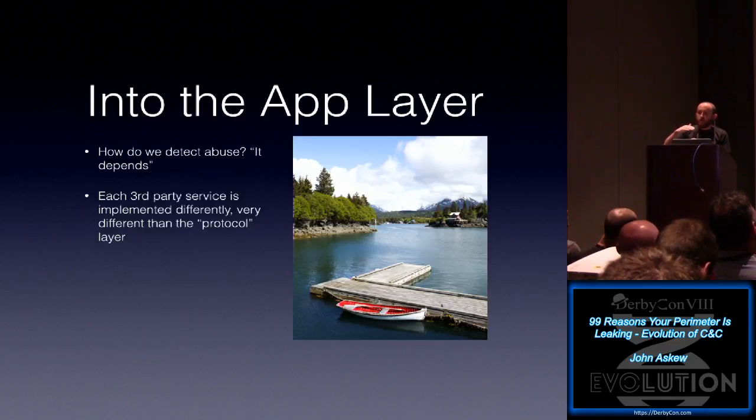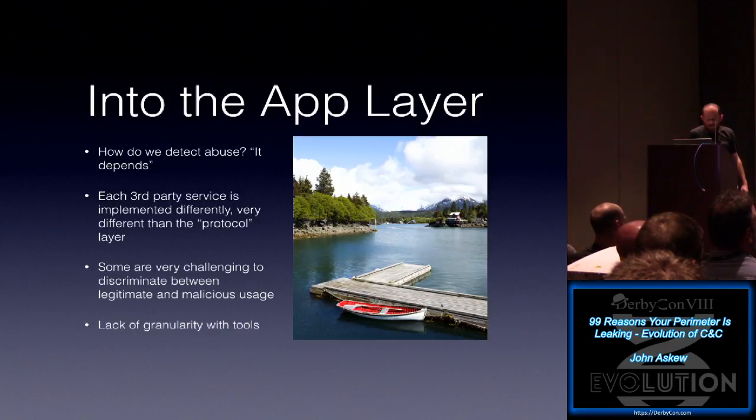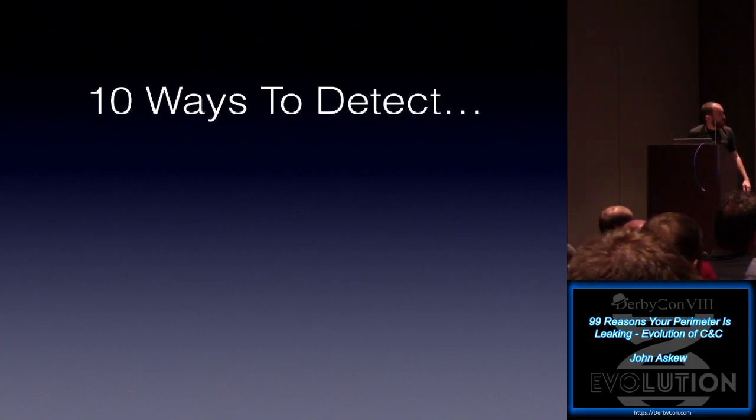And we're talking now about something above the network layer and above the protocol layer. We're more like an application layer. So some of these can be very challenging to discriminate between legitimate and malicious usage. And the commonly deployed tools that I'm aware of don't have that granularity to look within the application to make determinations about whether this is a good use of Dropbox or a bad use of Dropbox. It may just be allow Dropbox or block it. So how can we do a little bit better than that?